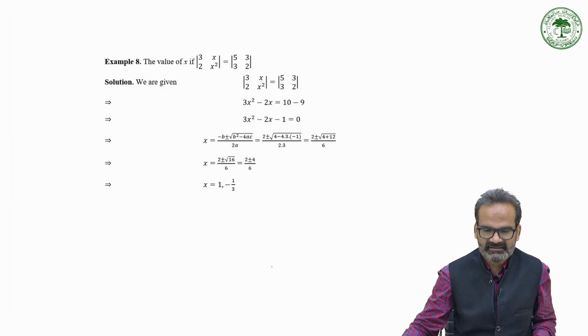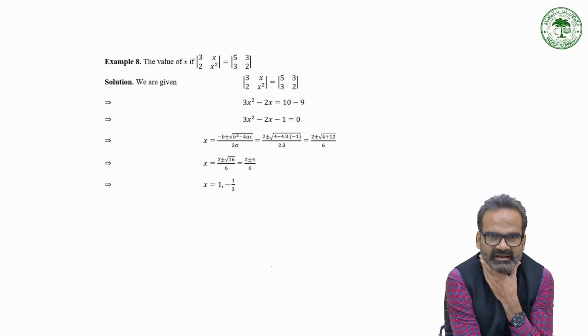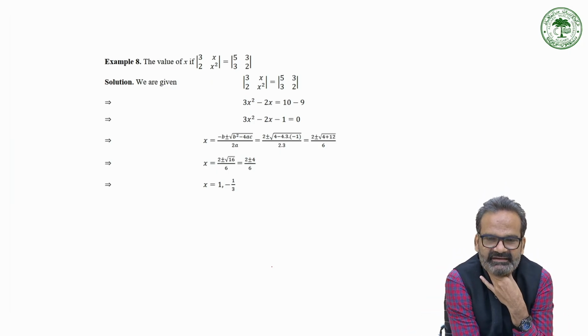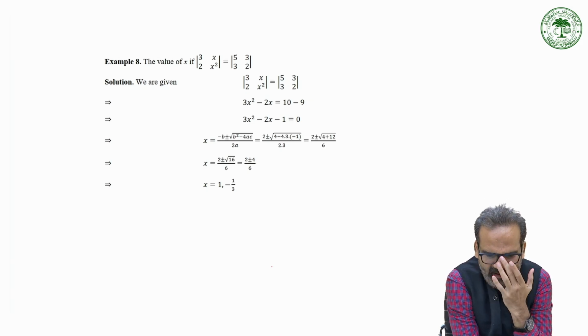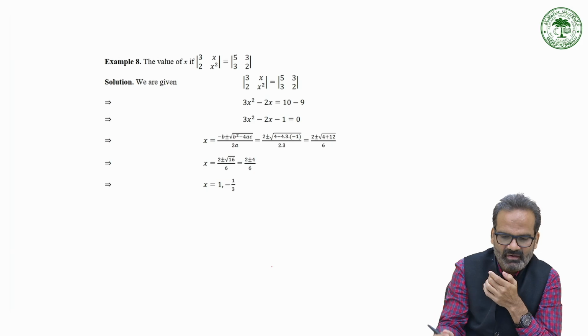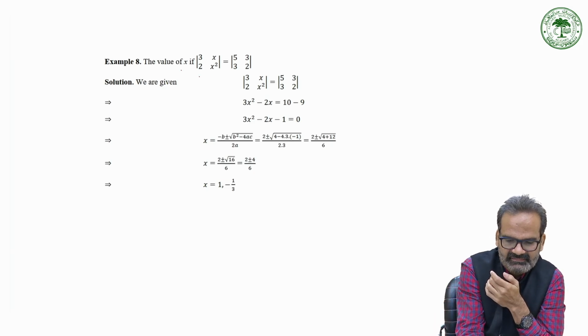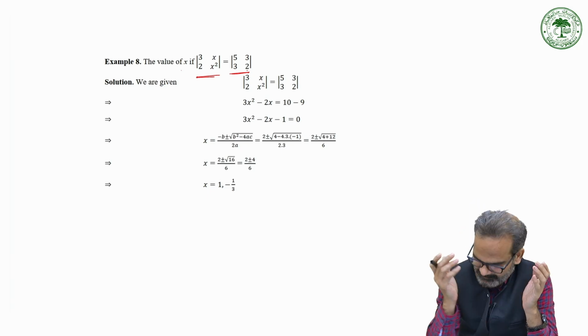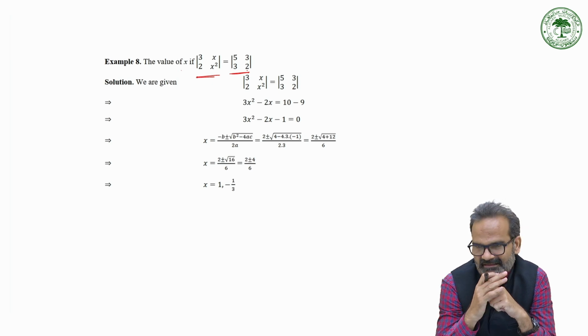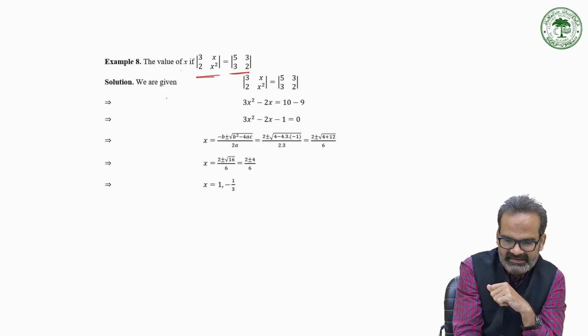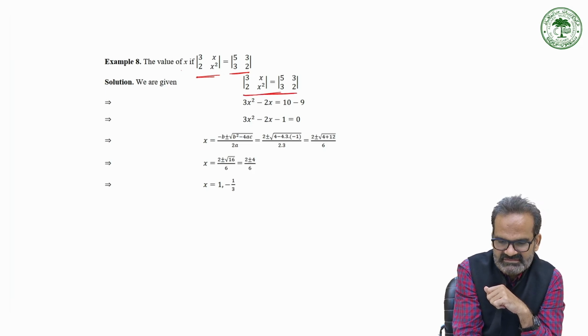So, the next case is what? The value of X, if this determinant is equal to this determinant. You have to find out the value of the variable X, if the value of this determinant is equal to this determinant. Both are determinants of order 2, and you know how we can find the value of a determinant of order 2, simply by multiplying the diagonal elements. So, we are given this determinant is equal to this determinant.